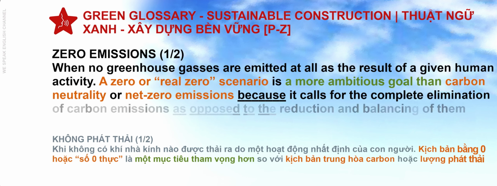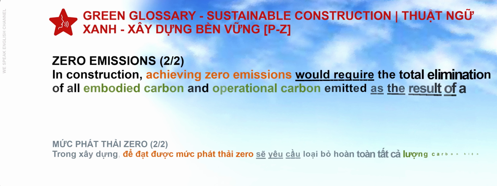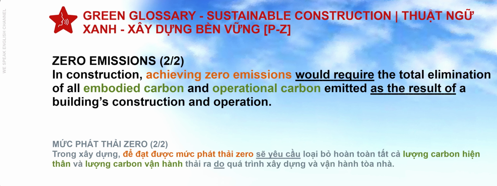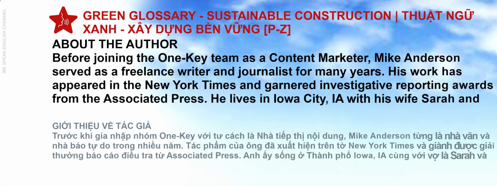Zero emissions. When no greenhouse gases are emitted at all as the result of a given human activity. A zero or real zero scenario is a more ambitious goal than carbon neutrality or net zero emissions because it calls for the complete elimination of carbon emissions as opposed to the reduction and balancing of them. In construction, achieving zero emissions would require the total elimination of all embodied carbon and operational carbon emitted as the result of a building's construction and operation.